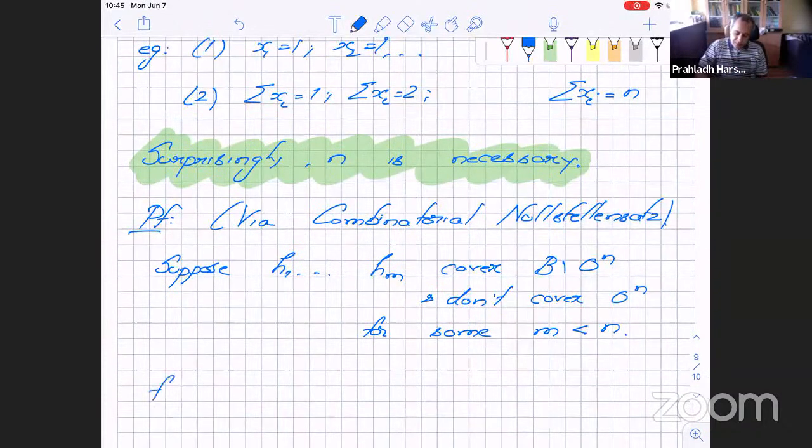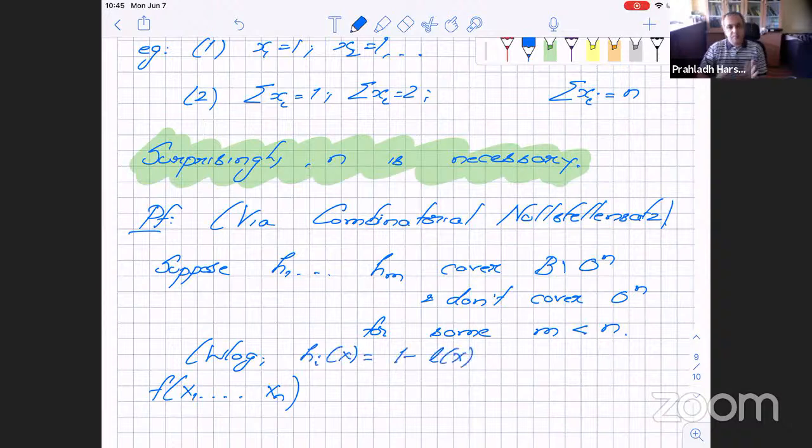Now let's build up. I'm going to build a polynomial f of x1 to xn in the following way. Without loss of generality, each of the his do not pass through the origin. Therefore, they have to have a constant term. They can't be zero. By scaling, we can assume that the constant term is 1. So each hi of x looks like 1 minus some linear function in x. I'm just going to scale it so that the constant term is 1.